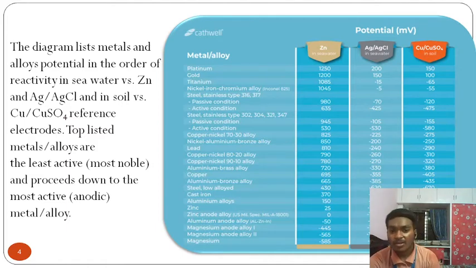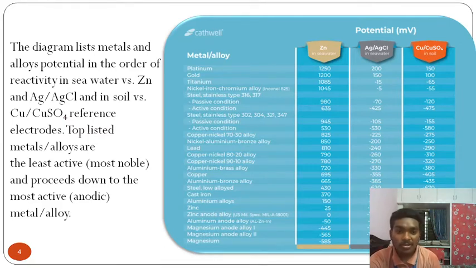When we take the reference electrode as zinc in seawater, from platinum to magnesium the electric potential value decreases, from platinum 1250 to magnesium minus 385. When we have taken silver and silver chloride in seawater as the reference electrode, from platinum to magnesium the values change, but on the graph it similarly decreases from top to bottom. In the copper sulfate reference electrode in soil also, from 150 to minus 168, it decreases from top to bottom.